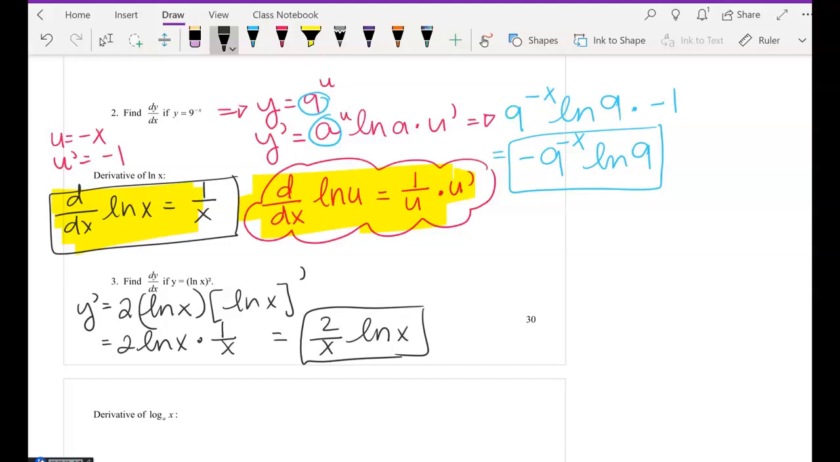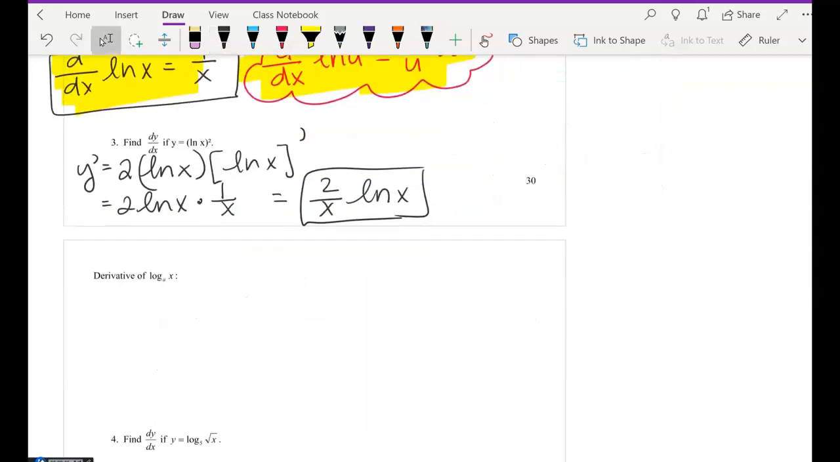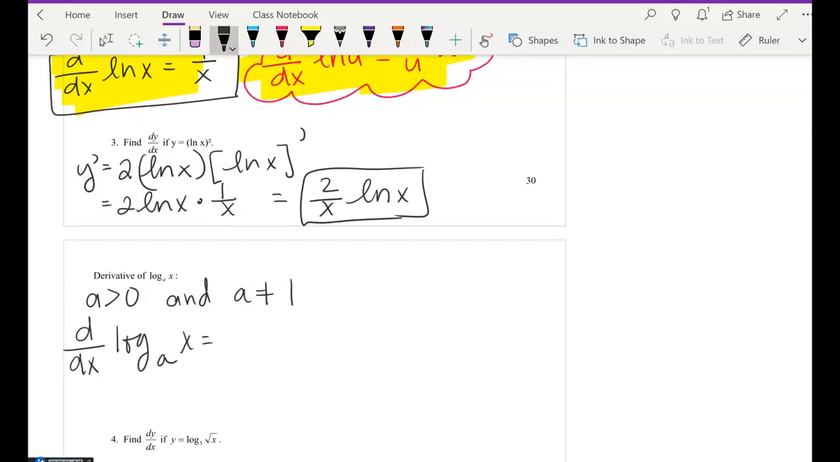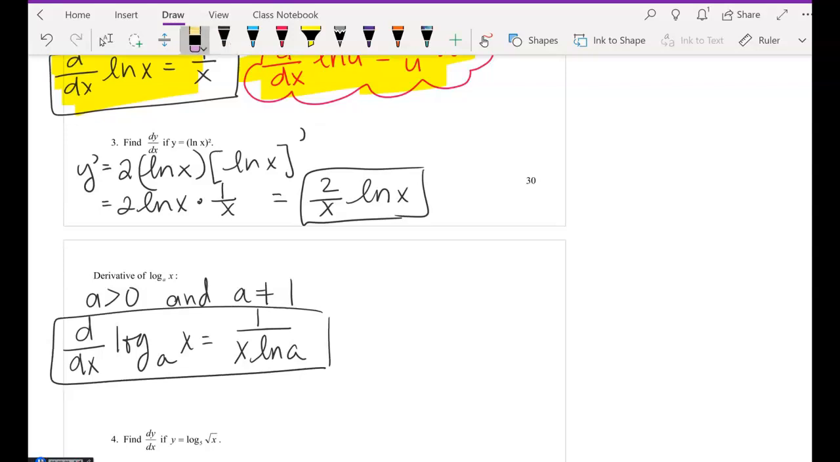All right, so last rule. Ready? The last rule is the derivative of log base a. Let me give you the restriction for a. a must be greater than 0, and a can never ever be 1. Okay, so the derivative d over dx of log base a of x is 1 over x times natural log of a. Box that up, highlight that, because that's what you need to know.